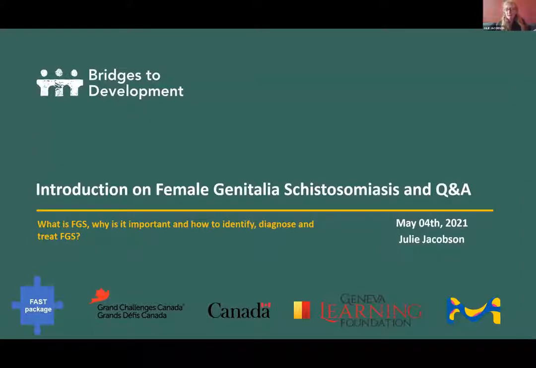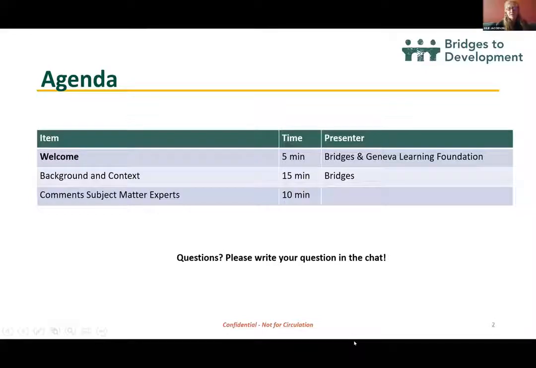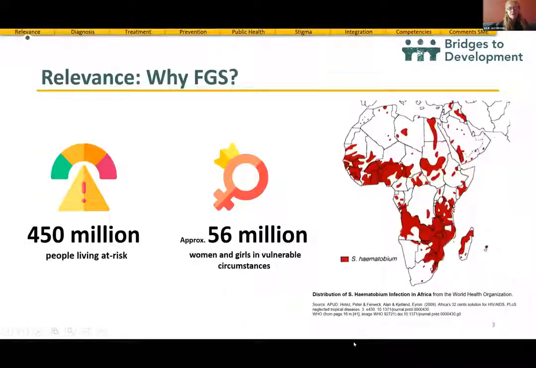We have a wide variety of people, some who have not heard of female genital schistosomiasis, others of you who have a lot of experience, but we wanted to make sure that everybody had the background information so that when we go into our breakout groups and start to talk about cases, we're all aligned on what FGS is. Thank you for coming.